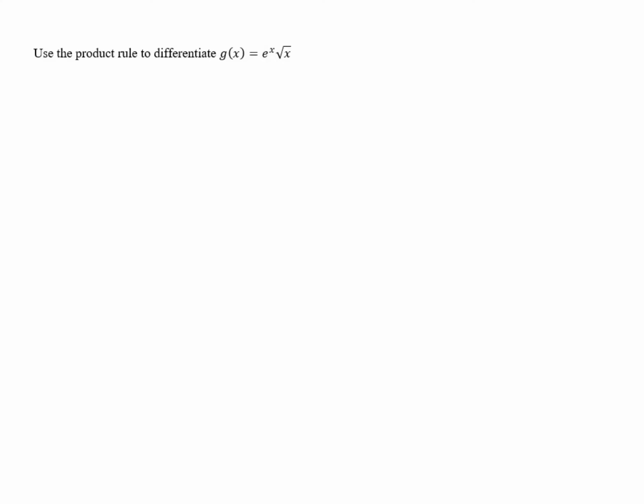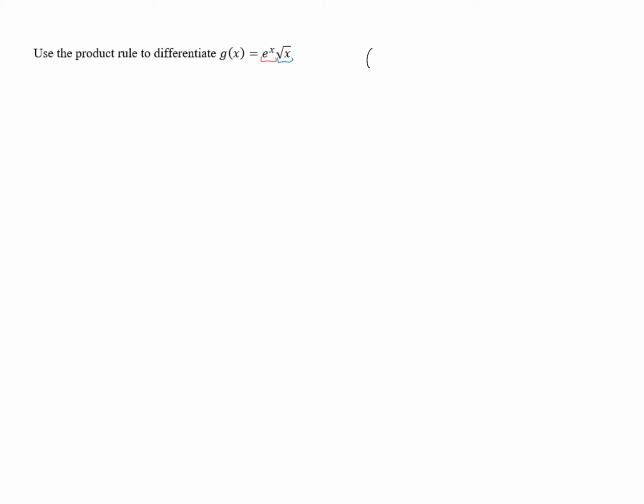Use the product rule to differentiate g of x equals e to the x times the square root of x. Now we can use the product rule here because this is a product of two functions that we can differentiate. The first is e to the x, and the second is the square root of x.